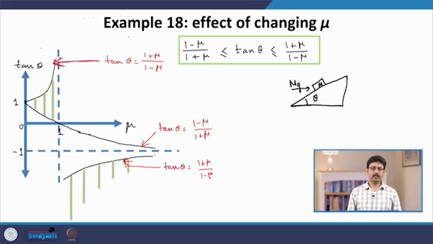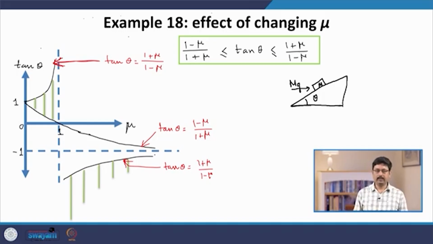So, in that kind of situation it is very useful to explore what is called the parameter space, that is, you draw mu as your x axis and tan theta on the y axis. Instead of theta we use tan theta for mathematical simplicity, because we know the expression for tan theta. Then we can draw these functions. This black curve, which is decaying, represents the function 1 minus mu divided by 1 plus mu, and this green curve represents the function 1 plus mu by 1 minus mu.